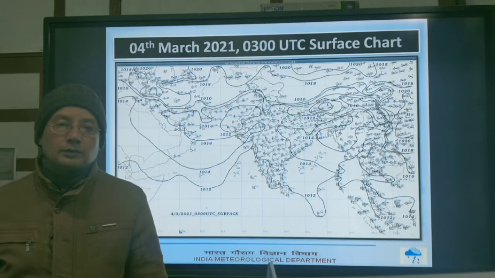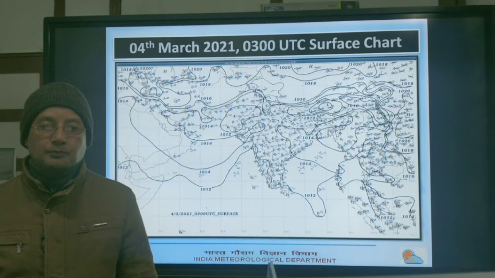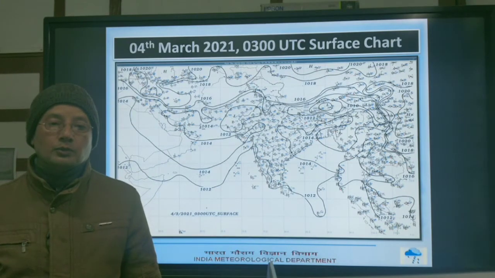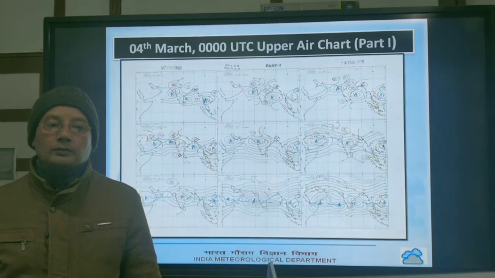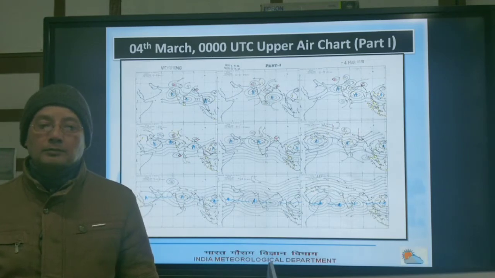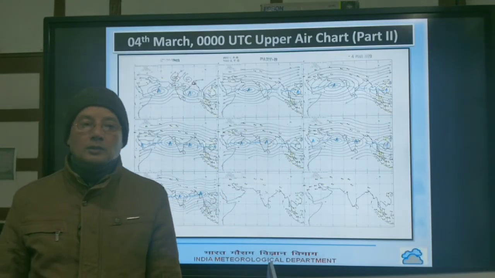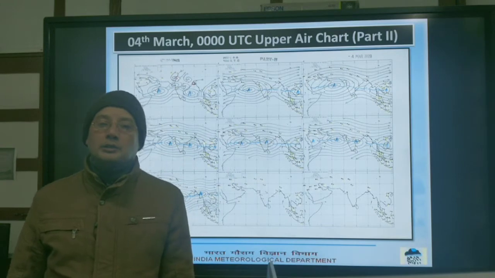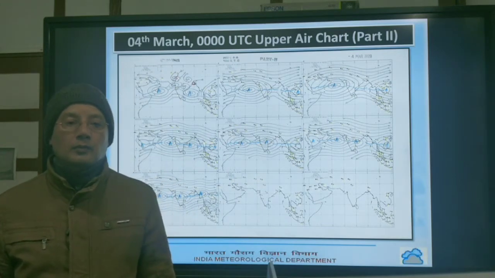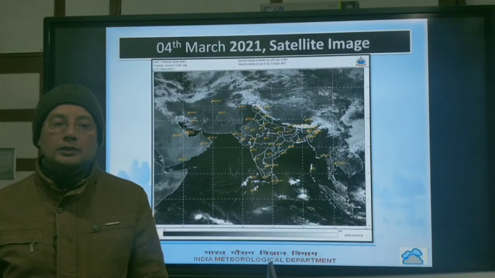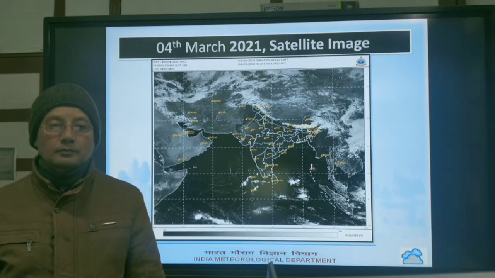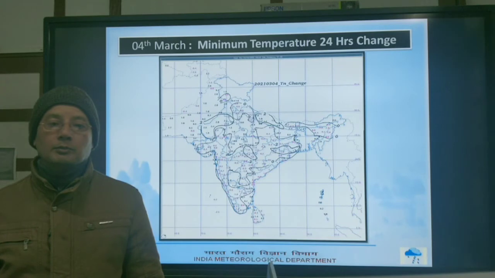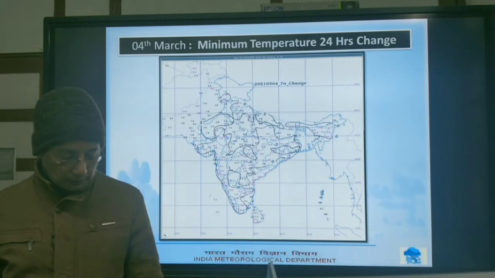Our next slide is of 3 UTC surface chart, that is surface chart recorded today at 8:30 in the morning. Then we have upper air chart part 1 recorded at 5:30. Then we have upper air chart part 2. Then we have the satellite image for 4th March, that is today. Then we have minimum temperature, 24 hours change for today.